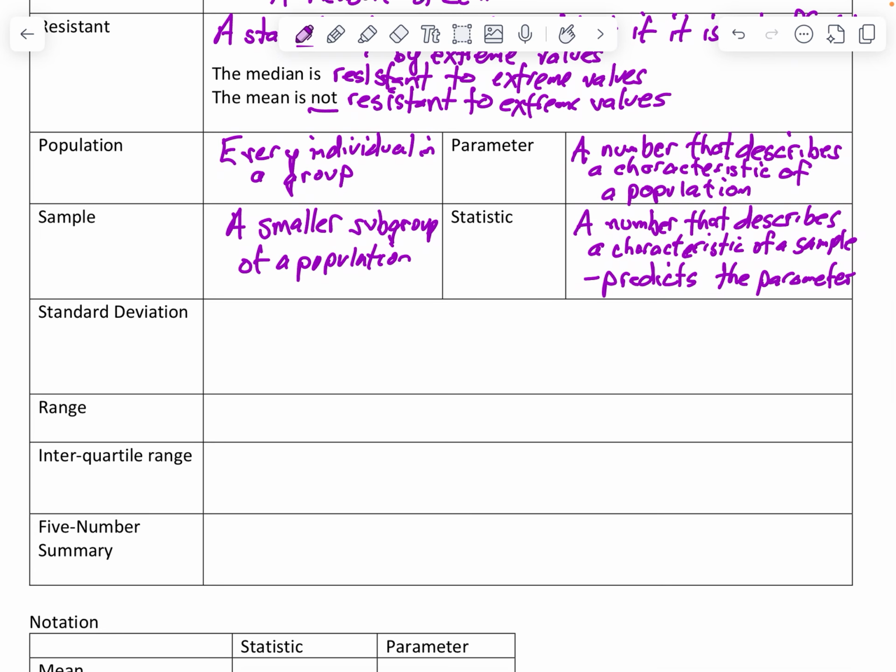A standard deviation is the typical distance that values are from the mean.